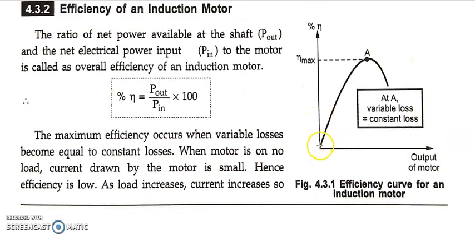Initially, during no load condition, the current drawn by the motor will be very low. The efficiency is also low, because the induction motor will be running at a poor power factor, and the output of the motor will also be very low. As the load increases, the current drawn by the motor will also increase, so the motor will start to improve its power factor. Slowly, the efficiency will increase.